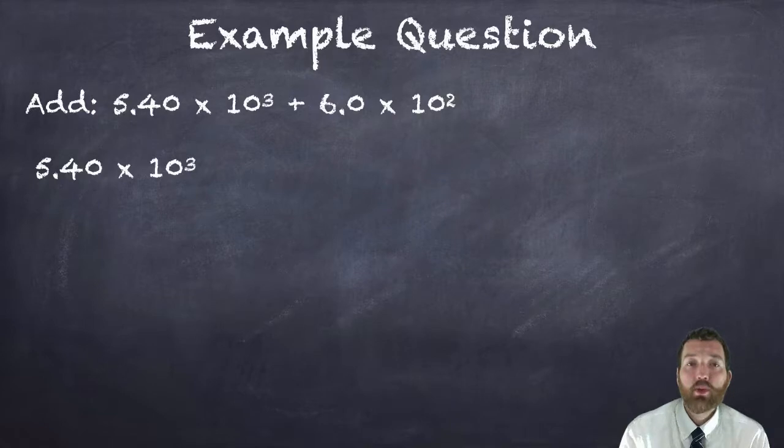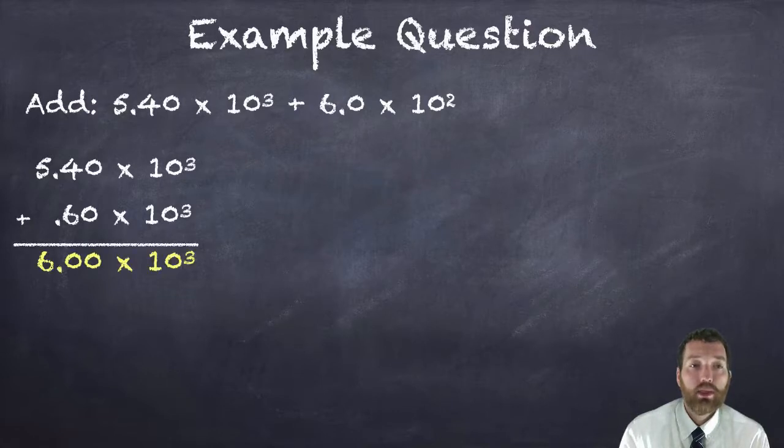So if I move the decimal over to the left 1, I can then raise that exponent to 10 to the third, and then I get 0.60 times 10 to the third. And if I punch that in my calculator, I get 600, which is the same as the original number, so it's still the same number. Now I can add them. If I add 5.40 to 0.60, I get 6.00. And note that the exponent stays the same. We don't add or subtract exponents. We just make them the same, and then we add or subtract the coefficients.